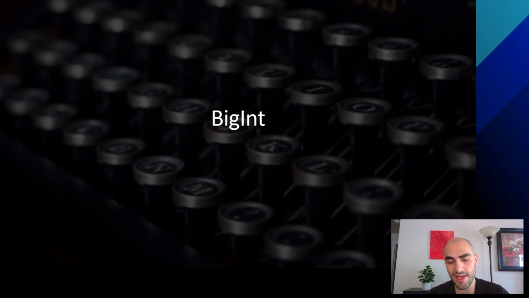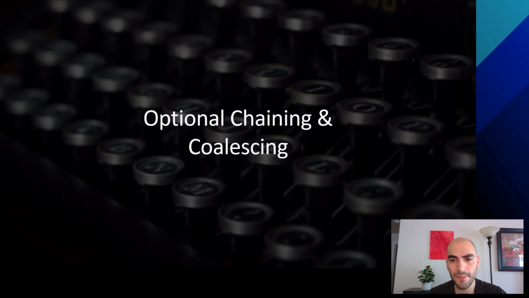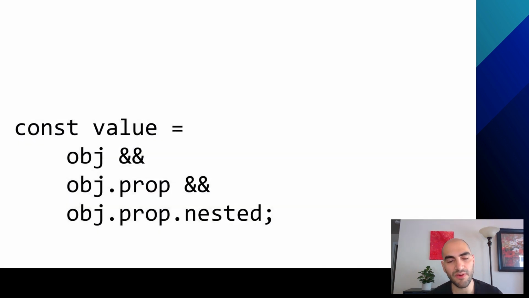So big ints are really neat, and that means that you can write more predictable JavaScript code, I think. Another really cool feature is optional chaining and coalescing. Now, these two features are really neat, and they've also been very big, highly demanded features in the community for a while. So let me give you an idea of what optional chaining is to start.